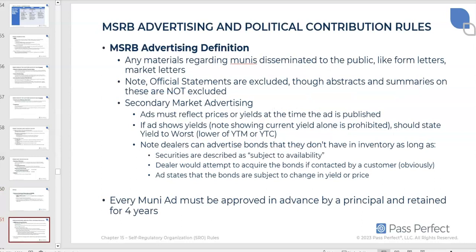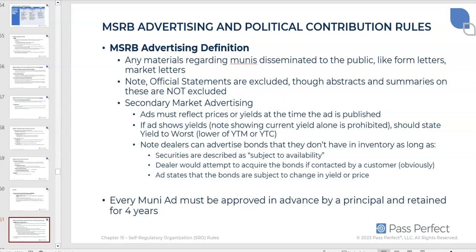Okay, about advertising, the MSRB's definition of advertising is somewhat different than it is for FINRA. The MSRB describes advertising as any material, written or electronic, about municipal bonds that goes to the public. It's basically meant for more than one person. Remember, FINRA says it's called retail communication if it goes to more than 25 people in a 30-day period. The MSRB basically says if it goes to more than one person, it's considered advertising. This does not include official statements. That's more like a legal document. Those are excluded from the definition.